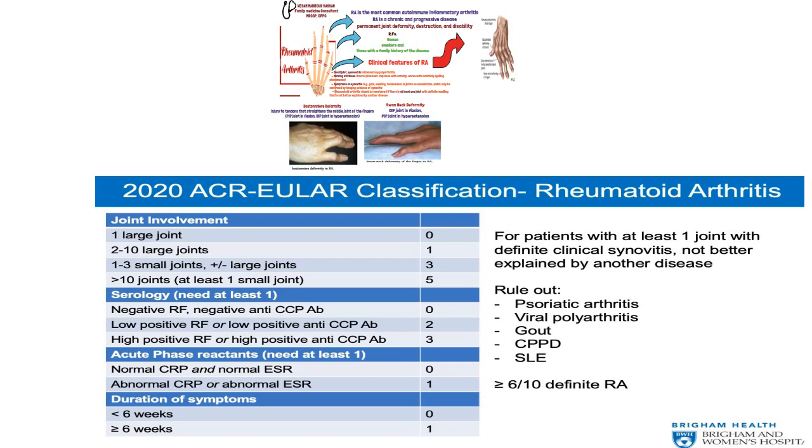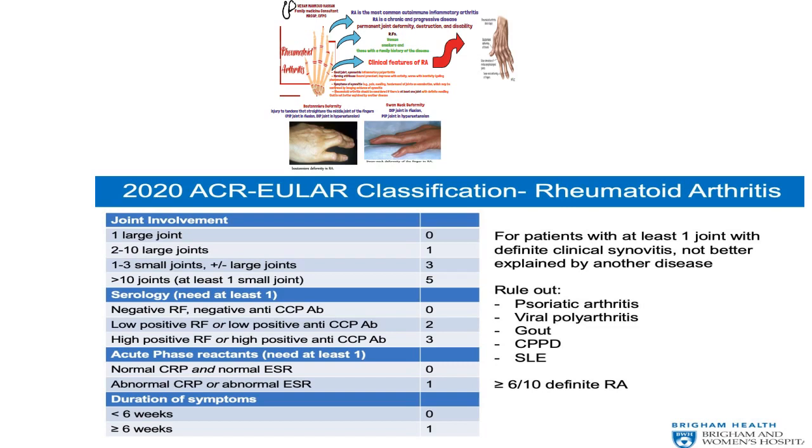Second is the category of joint involvement. If the patient has 1 large joint, this means 0 points. 2 to 10 large joints, the patient takes 1 point. From 1 to 3 small joints with or without large joints, 3 points. More than 10 joints with at least 1 small joint, 5 points. Regarding joint involvement, for patients with at least 1 joint with definite clinical synovitis not explained by another disease, we start using the scoring system.